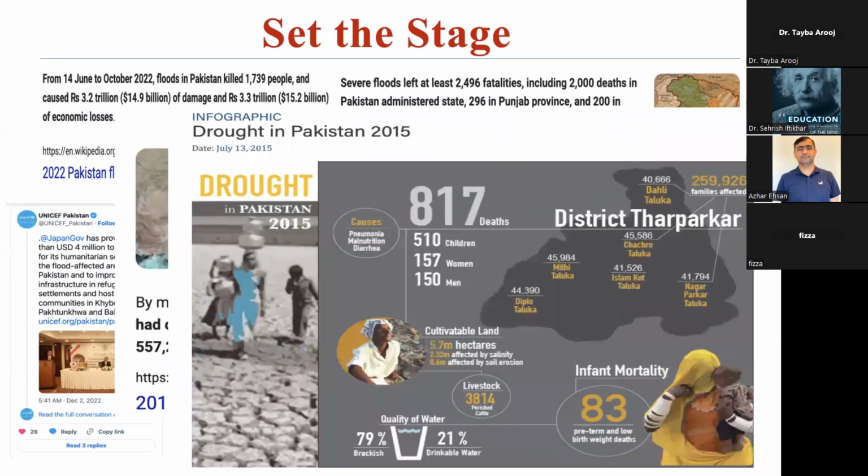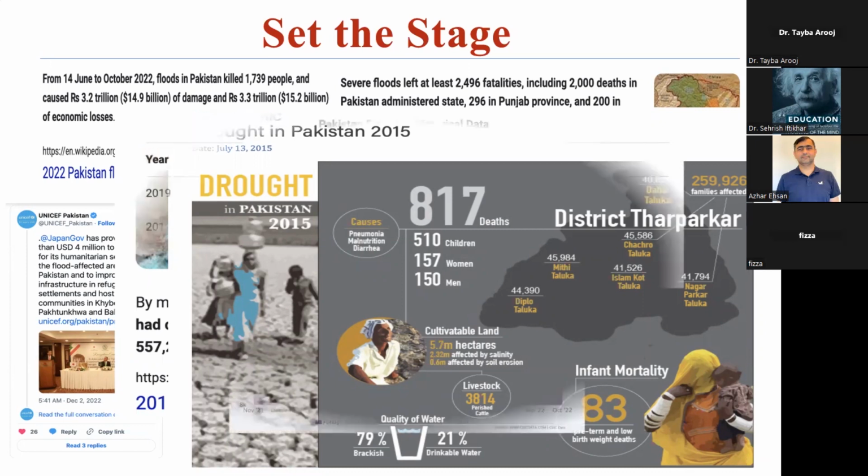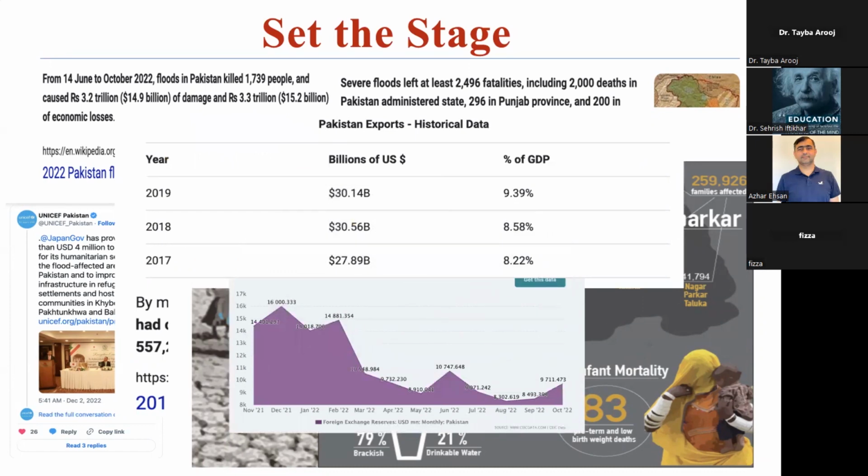But flood is not the only problem. The other problem is drought, which usually goes unnoticed. I mean, we don't remember or don't realize that there's another problem, which is even more severe than the floods. Floods come, destroy, go away. But drought is another problem. Usually in our southern Pakistan, like in district Tharparkar, in areas of southern Punjab, in Sindh, in Balochistan, this is where drought conditions happen. It's the other side of this impact.